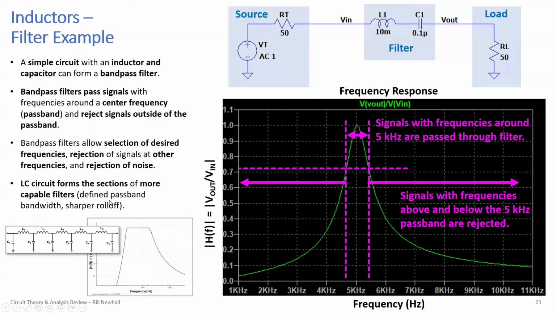So what does more capable mean? It means you can have defined passband bandwidth. You might have a 1% or a 10% or a 5% bandwidth filter where it looks pretty flat, like this one here. Here's a frequency response of a filter. See frequency on the horizontal axis, frequency response, H of f, on the vertical axis. And so you could have a flat passband, and then you could have steep roll-off, okay? And so you can control those different characteristics of the filter using these L's and C's.